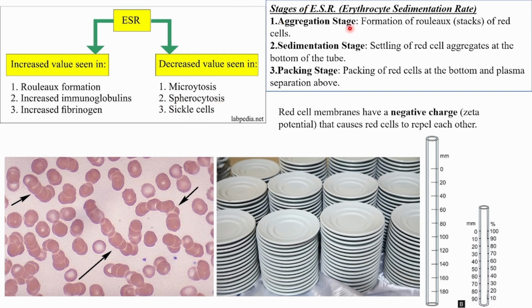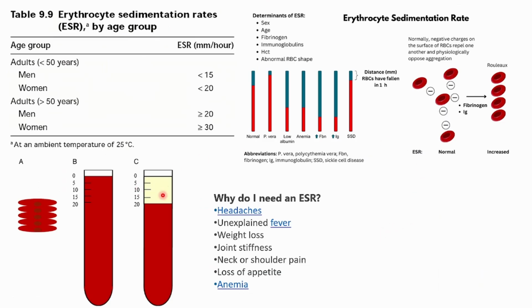So for the 3 marker, if they ask what are the stages of the ESR, first we have the aggregation stage, sedimentation stage, and then we have the packing stage. Aggregation stage means the formation of the rouleau, stacking of the cells together. So after there is stacking, there is settling of the RBCs at the bottom of the tube. This is due to gravity. Then we have the packing stage, packing of the red blood cells at the bottom, with plasma separated above. So downside you will have your RBC and above you have your plasma, okay.